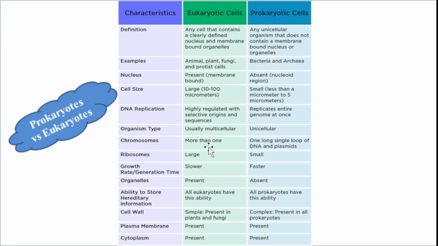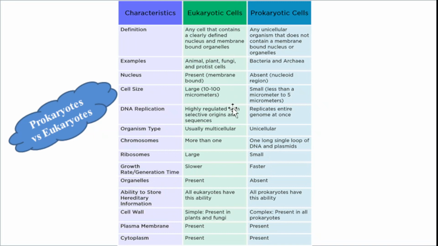Chromosome. More than one chromosome is present in eukaryotic cells, but in prokaryotic cells, one long single loop of DNA and plasmids are present. Ribosomes. In eukaryotic cells, ribosomes are large. In prokaryotes, they are small. Growth rate and generation time. The growth rate of eukaryotic cells is slower as compared to prokaryotic cells. Prokaryotic cells have a higher growth rate and faster generation time.